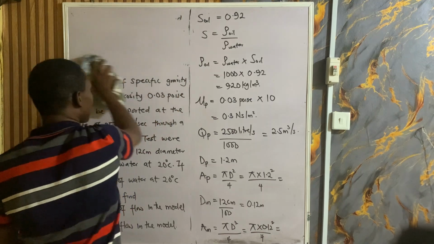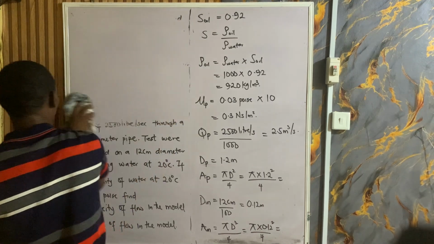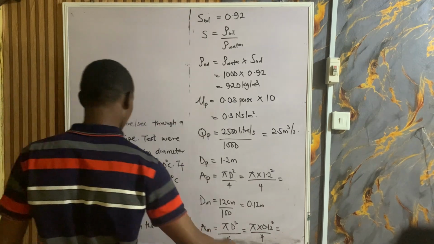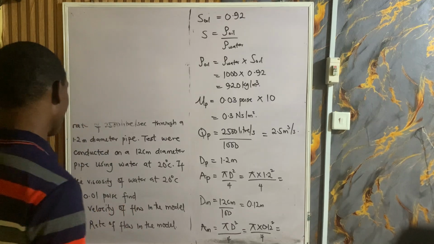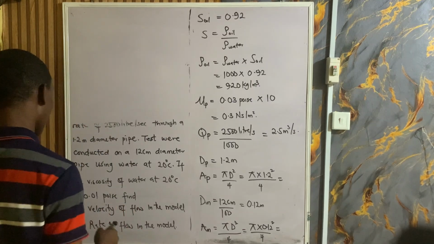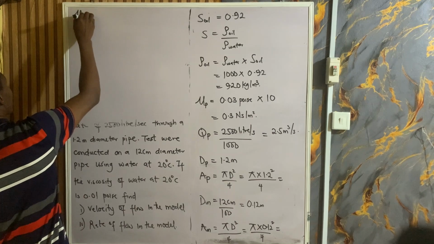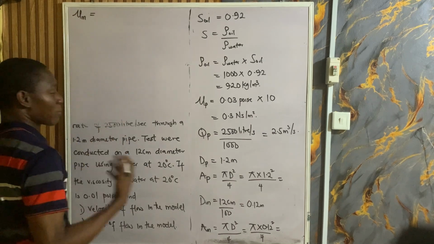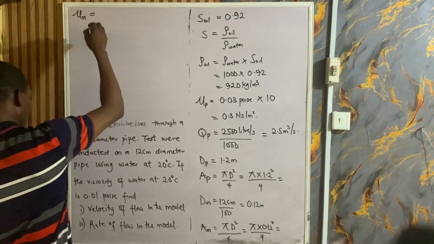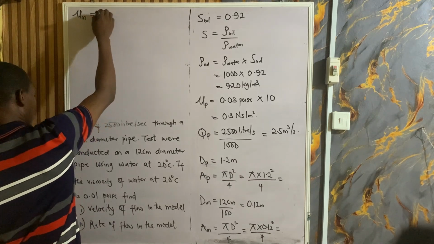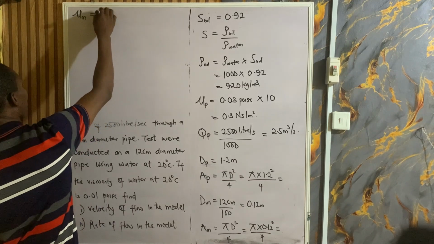Again, what else are we given? We are given the viscosity of water. The viscosity of water is given as, which is the model, because water is what we want to use. It's given as 0.01 poise.